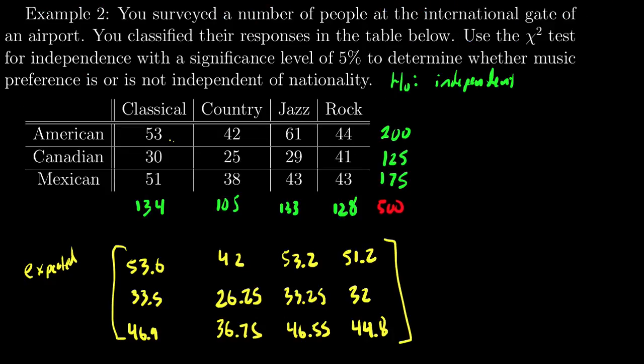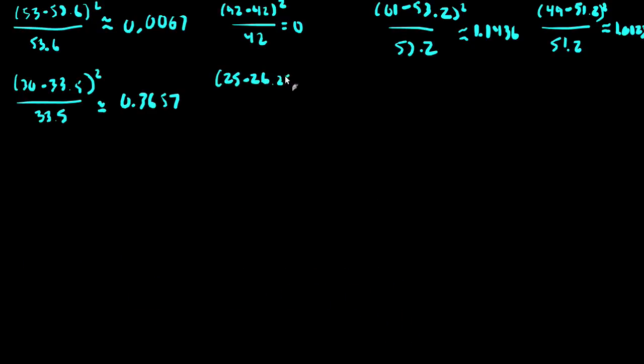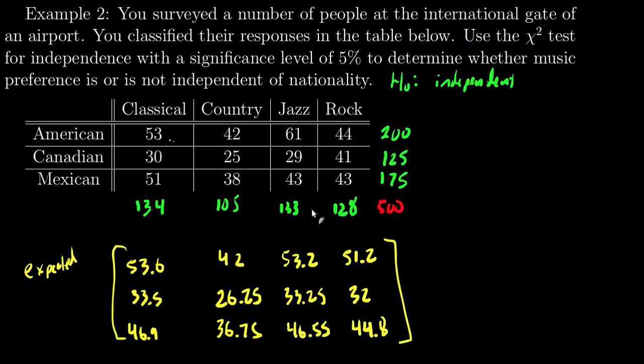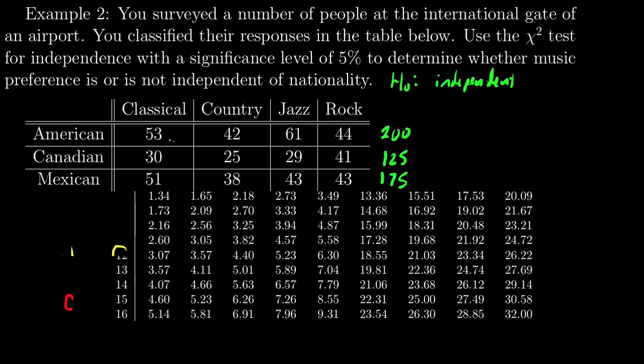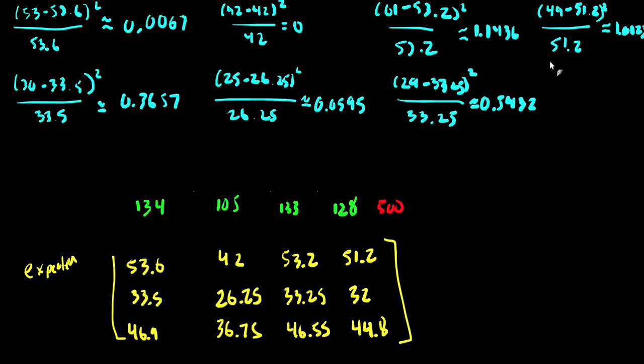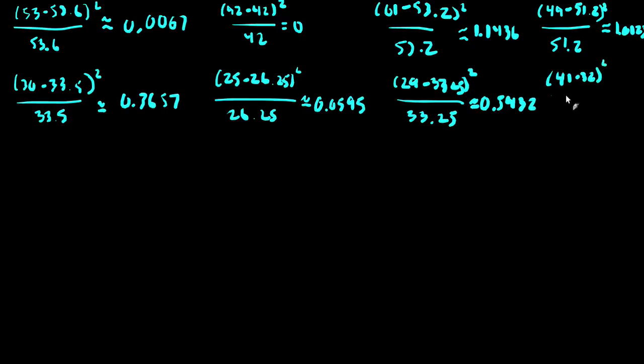Observed is 25, expected is 26.25, so I do 25 minus 26.25 squared over 26.25, which is approximately 0.0595. Observed is 29, expected is 33.25, so I do 29 minus 33.25 squared over 33.25, which is approximately 0.5432. Observed is 41, expected is 32, so I do 41 minus 32 squared over 32, which is approximately 2.531. It's exactly 2.53125, but I'm running out of space, and I continue.